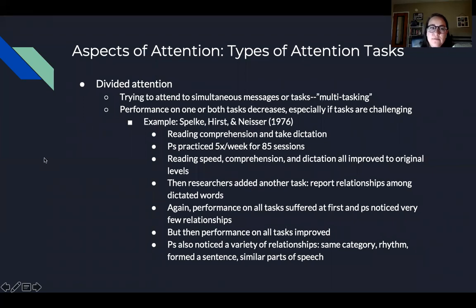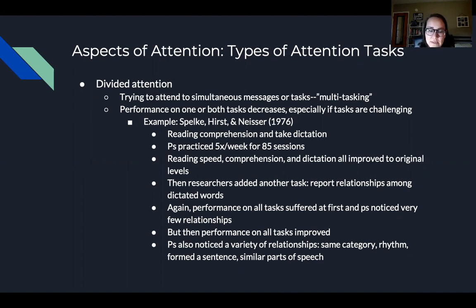So there have been several attempts at trying to break down various aspects of attention, ways in which attention happens, to try to respond to some of these questions. One such aspect of attention that has been studied is the concept of divided attention. Divided attention means that you're paying attention to more than one simultaneous message at a time. So you're multitasking, or at least attempting to.